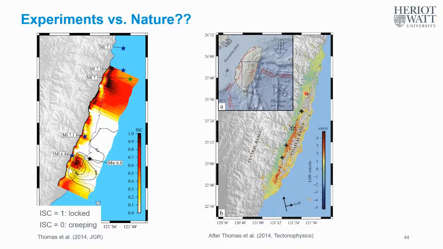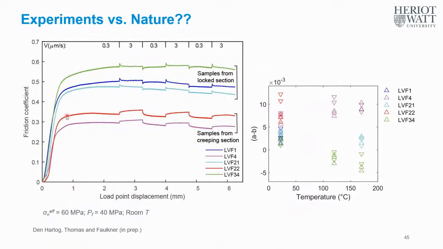We took 3 samples from this locked part and 2 samples from the creeping part, and we performed experiments on these fault gouges. Here we have the typical graph again of friction coefficient versus load point displacement. We found that there was a very clear distinction between samples from the locked section and samples from the creeping section. The samples from the locked section typically had higher friction coefficients than the samples from the creeping section, and they also showed clear peaks upon velocity steps which were absent for the samples from the creeping section.